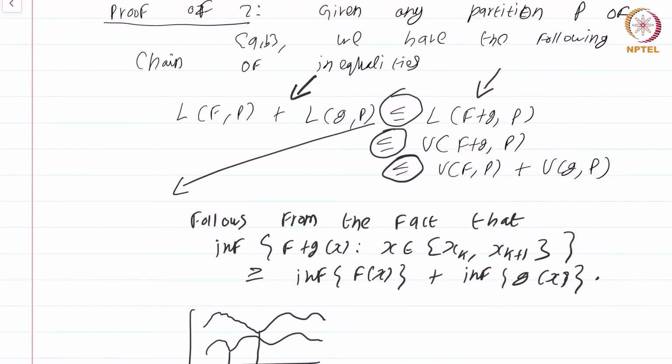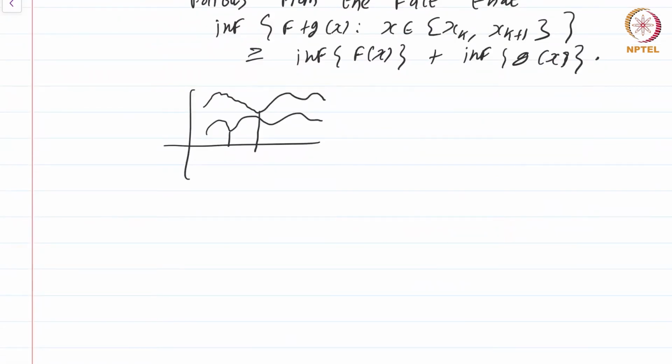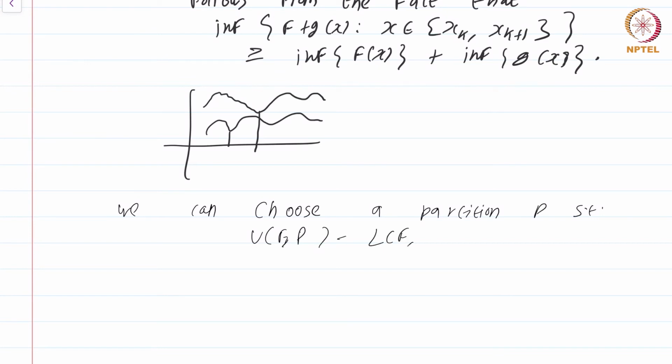Now how does this chain of inequalities help? Well, we have full flexibility over the choice of partition. We can choose a partition P such that U(f, P) minus L(f, P) is less than epsilon by 2, and similarly we can choose it such that U(g, P) minus L(g, P) is less than epsilon by 2.